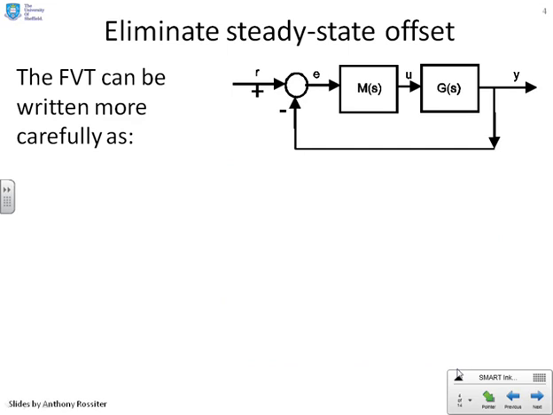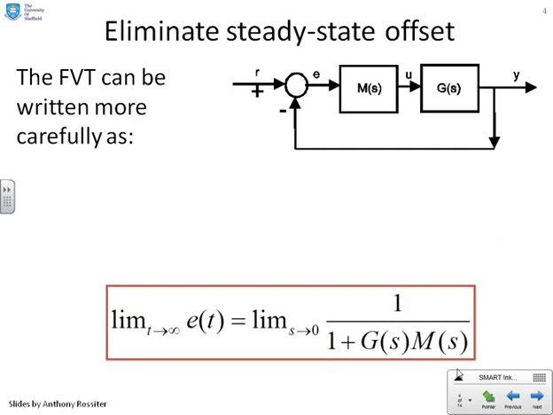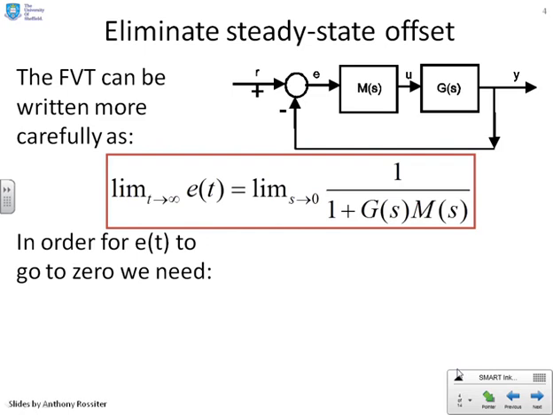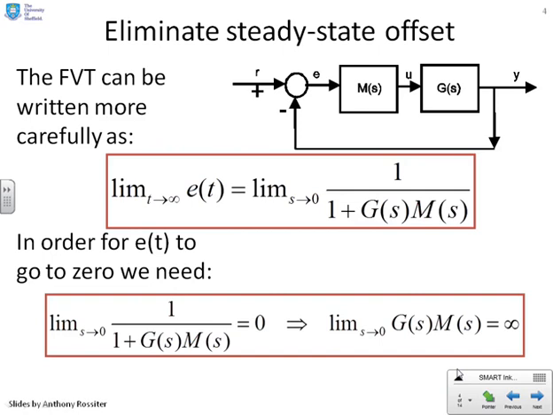What do we need to do to eliminate the steady state offset then? Well, let's write this final value theorem down a little more carefully. The limit as t goes to infinity of e(t) is the limit as s goes to 0 of 1/(1+G(s)M(s)). And again, I've assumed that the target is 1/s for convenience. Now, in order for this limiting value of the error to go to 0, clearly we need the limit as s goes to 0 of 1/(1+G(s)M(s)) to equal 0.